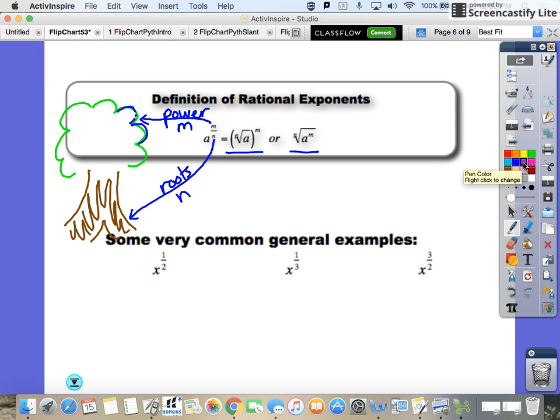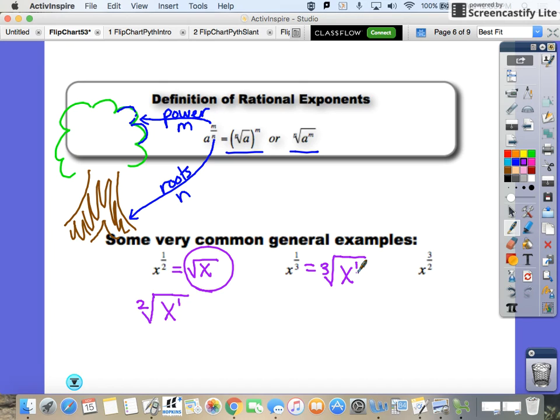In these examples, these are very common ones, as I mentioned. X to the 1/2 power is the same thing as the square root of x. But if you were to write it to get in the habit, we'd have 2 on the root, and then it would be x to the 1st. No one ever sees it this way, they always see it this way. X to the 1/3 power, 3 is the root, 1 is the power, so we would write 3 on the root and 1 as the power.